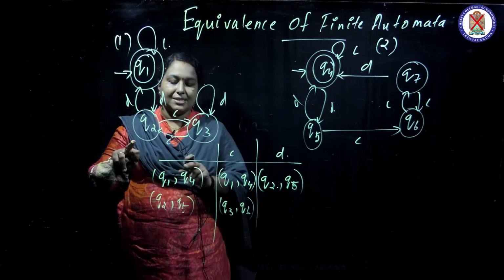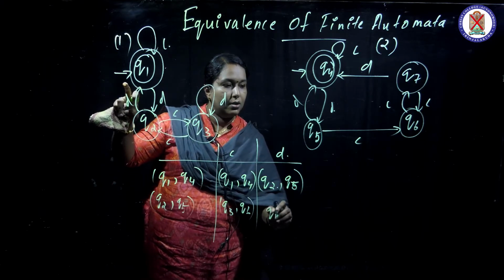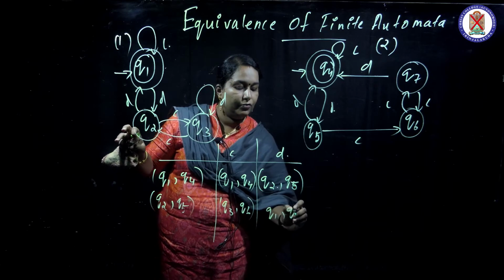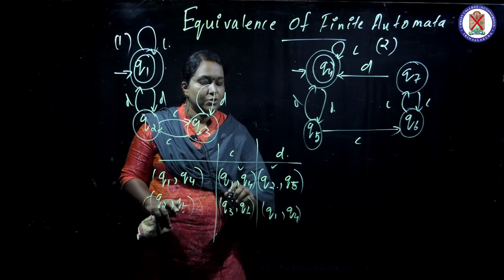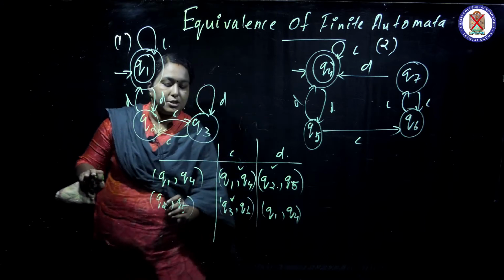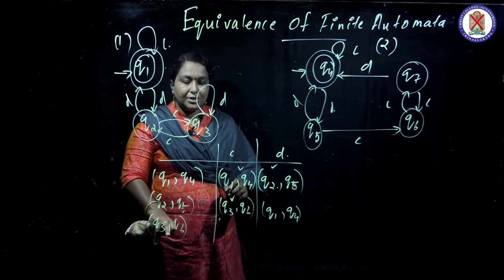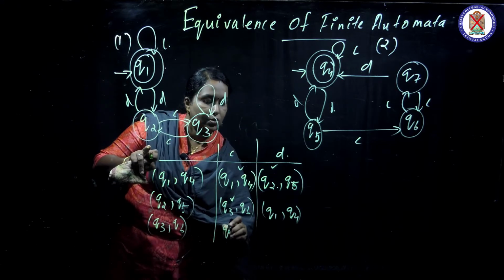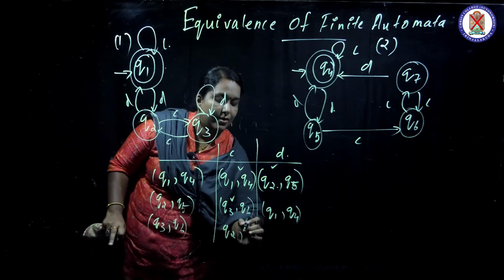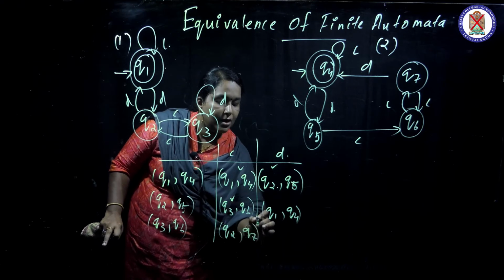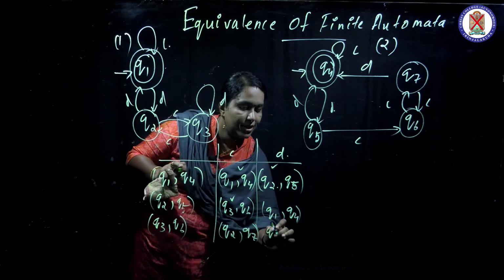Q2 on C goes to Q3 and Q5 on C goes to Q6. Next, Q2 on D goes to Q1 and Q5 on D goes to Q4. This pair has been visited, but Q3 comma Q6 has not been visited, so it has to be explored. Q3 on C goes to Q2 and Q6 on C goes to Q7.